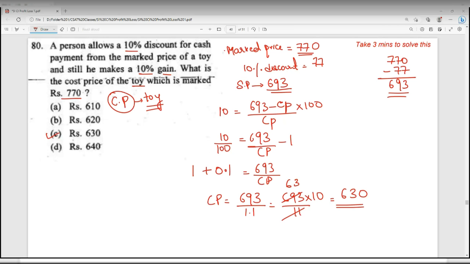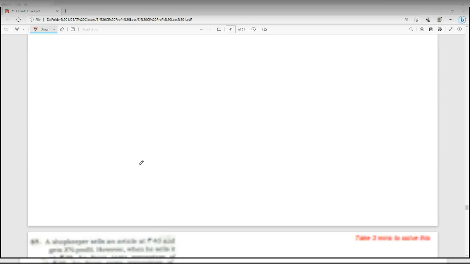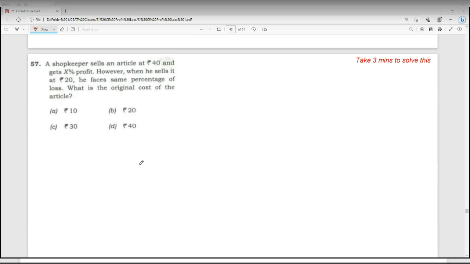I hope there is no doubt in this question. So let's move to the next question then. So take 3 minutes to solve this.